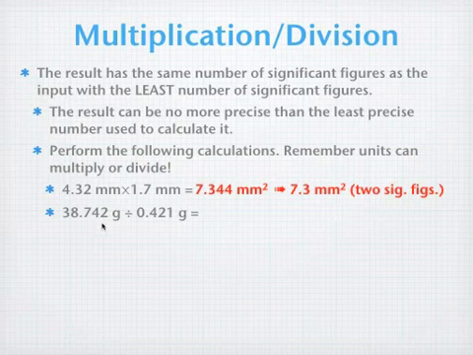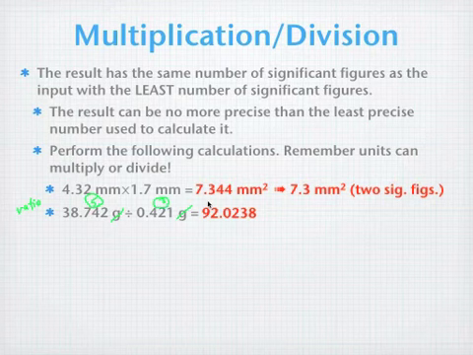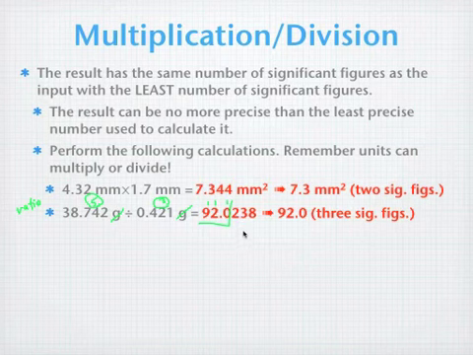Let's do a division. We're taking 38.742 grams, dividing it by 0.421 grams. This is a ratio. In this ratio, grams divided by grams, the units are going to cancel. Be careful with that. When we do the math, we get 92.0238. In our inputs, we have 5 significant digits here. We only have 3 significant digits here, so we're going to round to 3 significant figures. 92.0. Don't forget our units. No units. 92.0 is 3 significant figures.